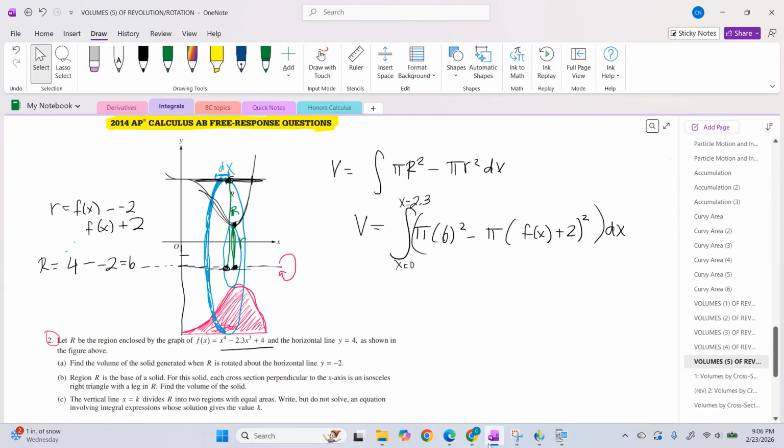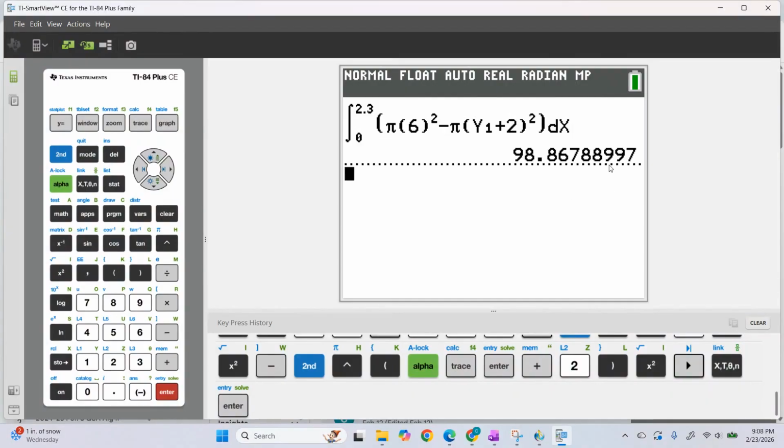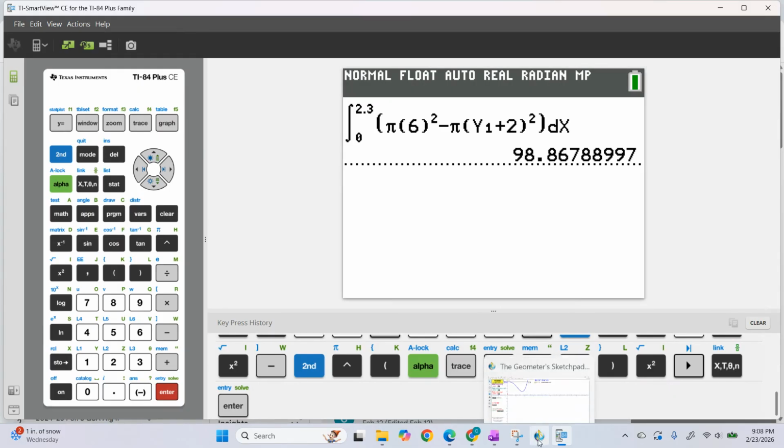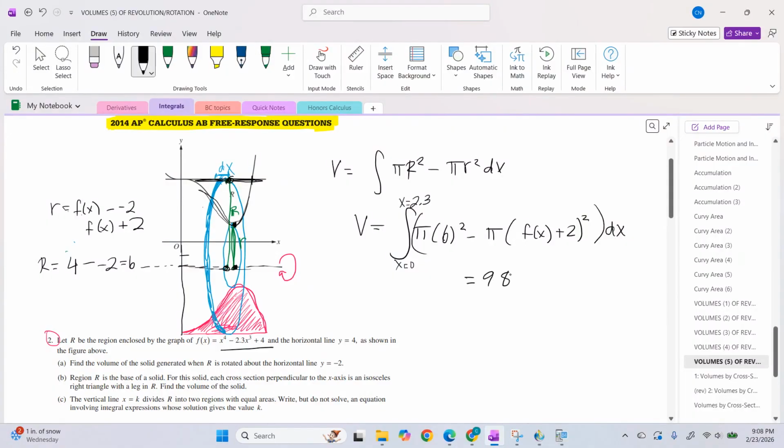Okay, I'm going to type that in the calculator and then we'll get an answer. All right, typed it in on my calculator here, and this is what I got, 98.867. Let me round it: 98.868. You could put 867 if you want. Remember, you can truncate. You don't have to round.